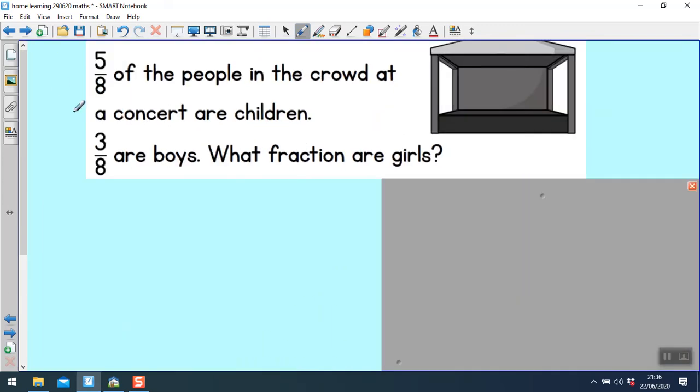5/8 of the people in a crowd at a concert are children. 3/8 are boys. What fraction of them are girls? Pause the video while you write down your answer.